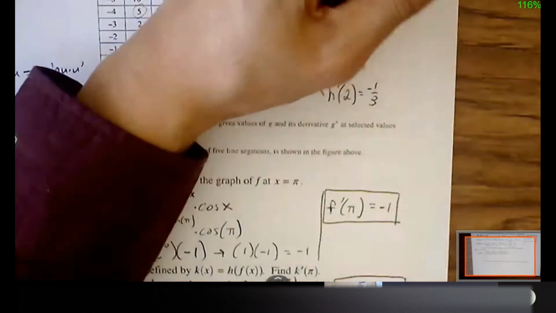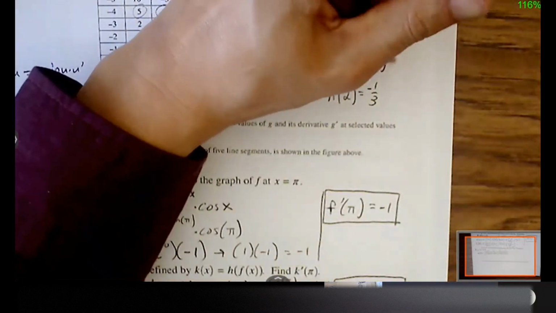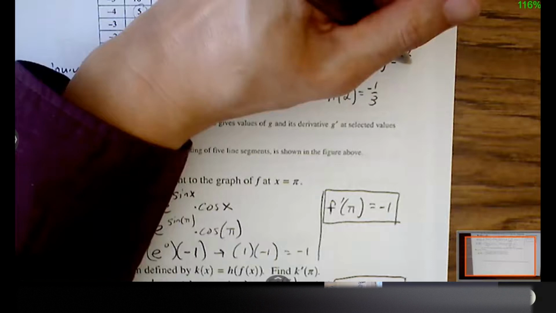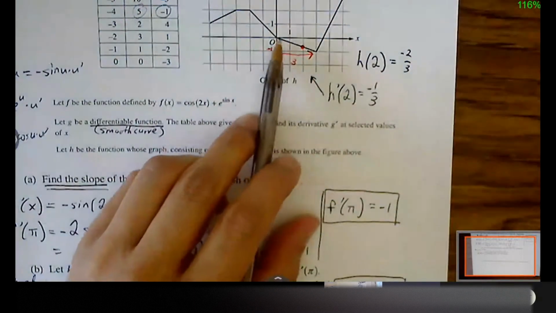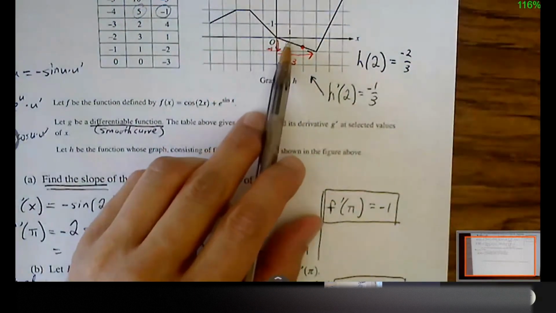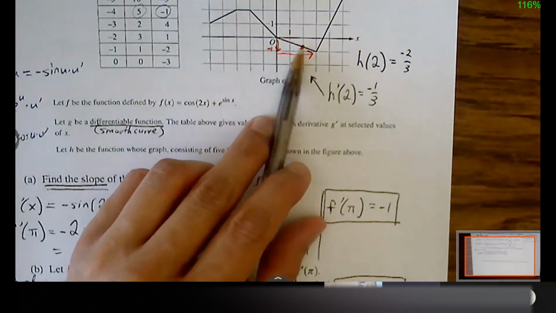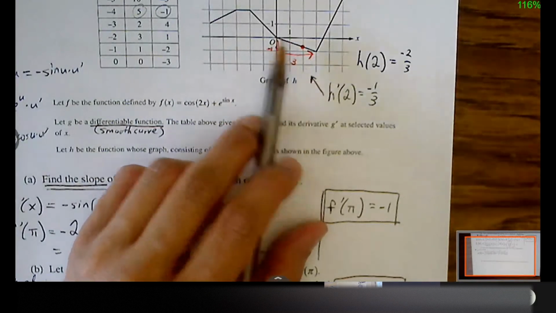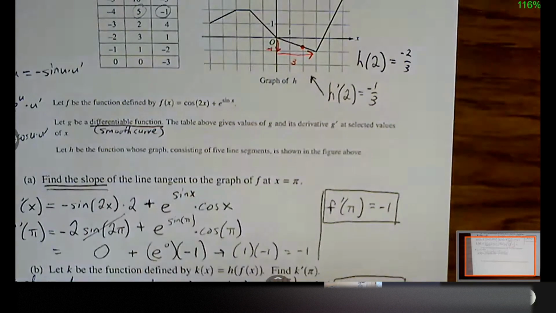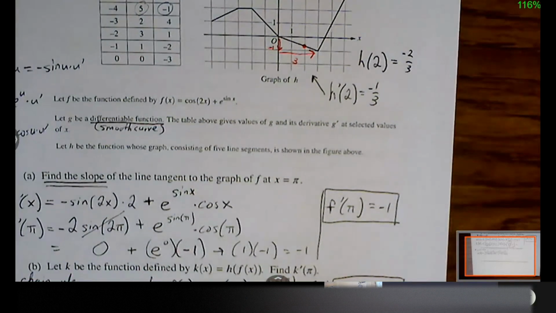Any idea what H of 2 is? It'd be like -2/3. Yeah, -2/3. All right, so imagine you're just going down by -1/3, -1/3, -2/3, -3/3. So we would just use slope to find that, because I kind of just guessed, but I didn't.